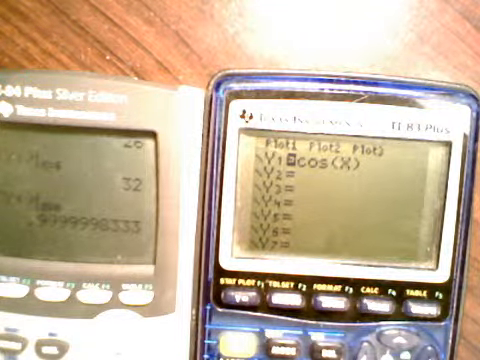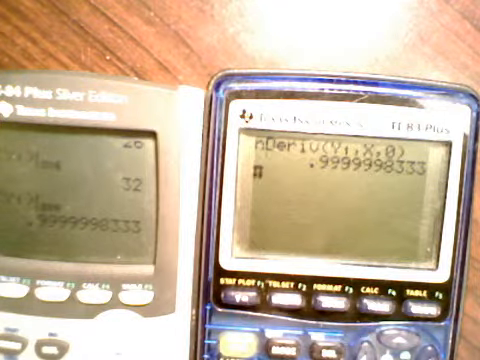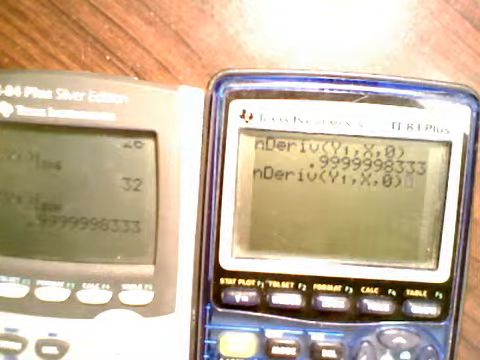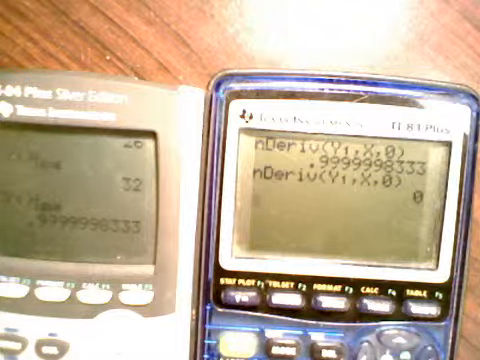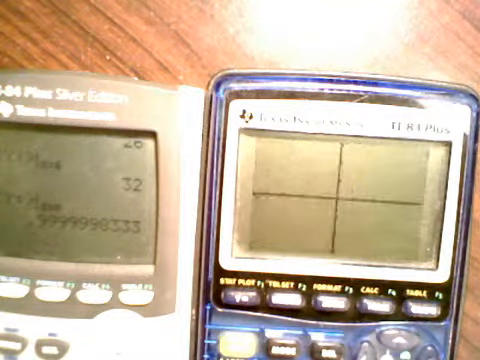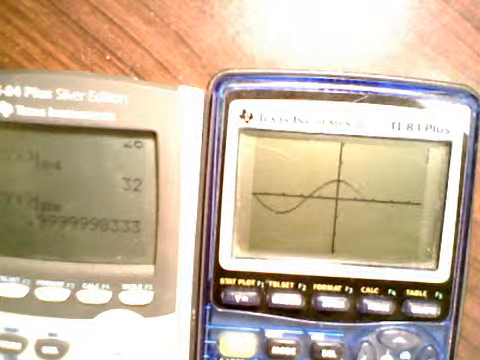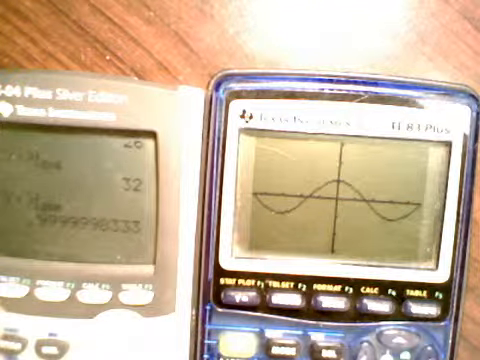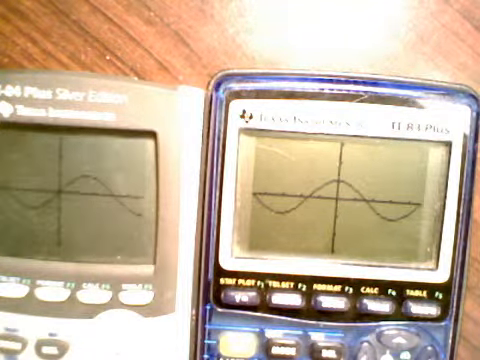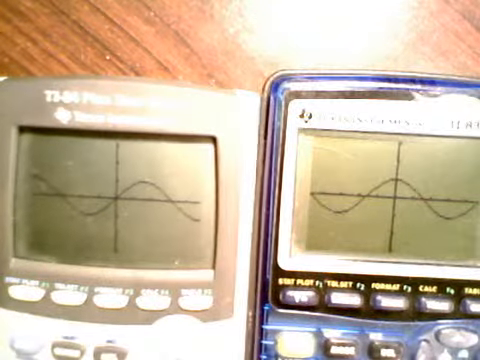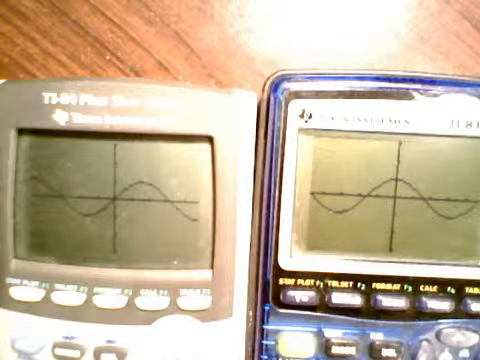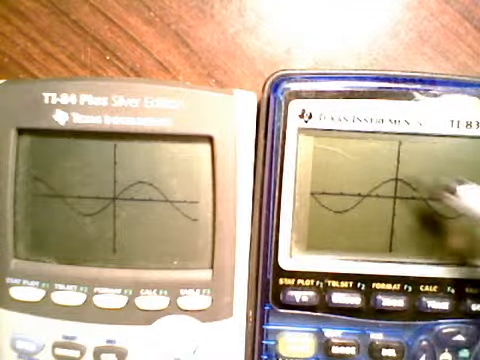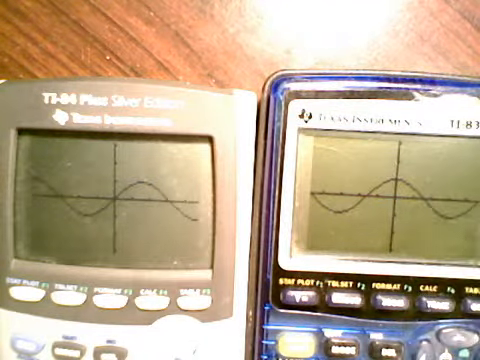We could change it to cosine, second entry. Cosine at 0 would be 0. Look at the cosine graph. Cosine has a slope of 0 when x is 0. You look at a sine graph. The sine graph has a slope of 1 at x equals 0, and the cosine graph has a slope of 0 at x equals 0.